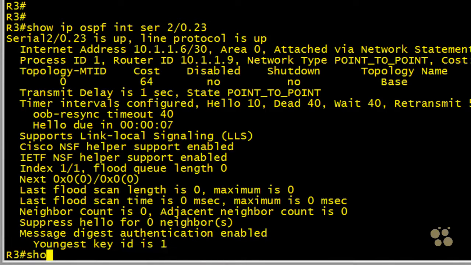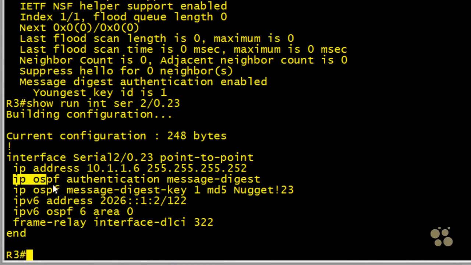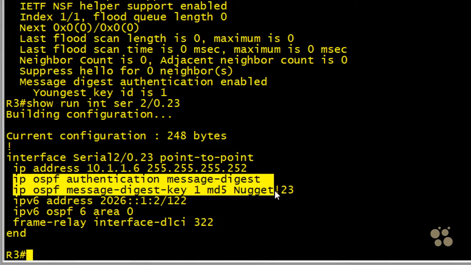So here on R3, we'll do a show run for interface serial 2/0.23. And right here we have the IP OSPF authentication message digest, as well as a message digest key. So we have both of those elements here on R3. Let's go take a peek at R2.